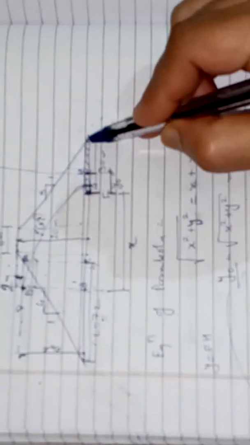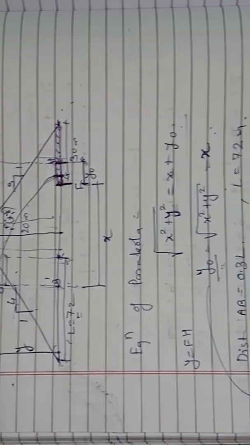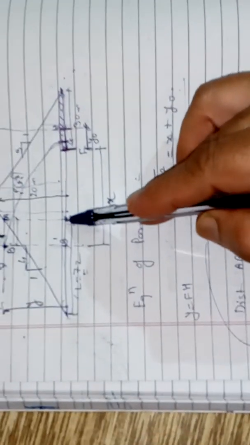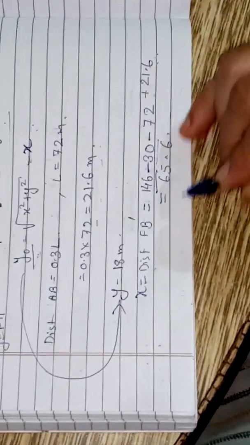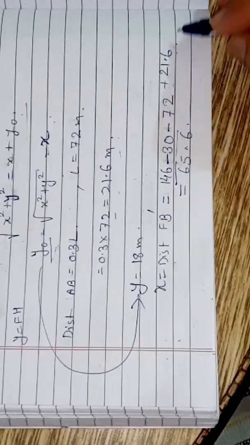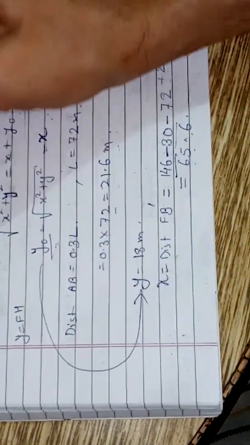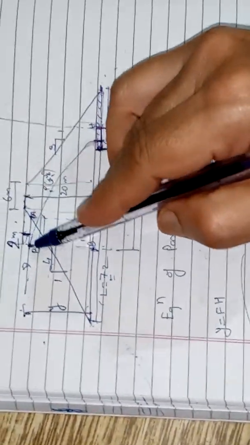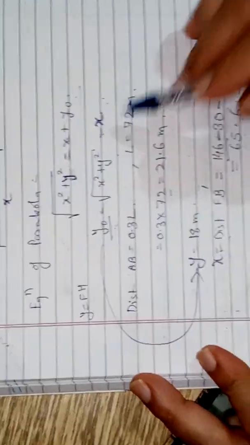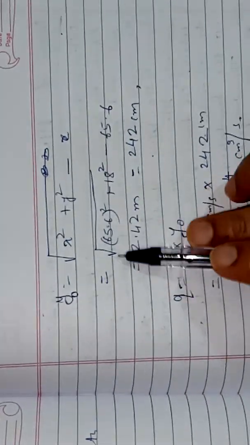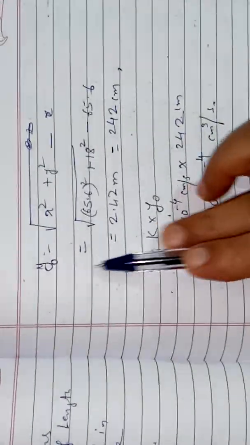Now from this subtract the filter length, which is 30 meters. So 146 minus 30, now subtract 72 from this, which will give me this distance. So this plus this remaining distance AB, which we have already calculated as 21.6. So the addition and subtraction of all this will give you 65.6, which is the distance FB dash, which is the x coordinate of this point B with reference to focus F. Okay, so after getting the x and y coordinates, we can calculate y0 by using the equation under root of x square plus y square minus x. So putting the values of x and y, we get y0 is equal to 2.42 meters or 242 centimeters.